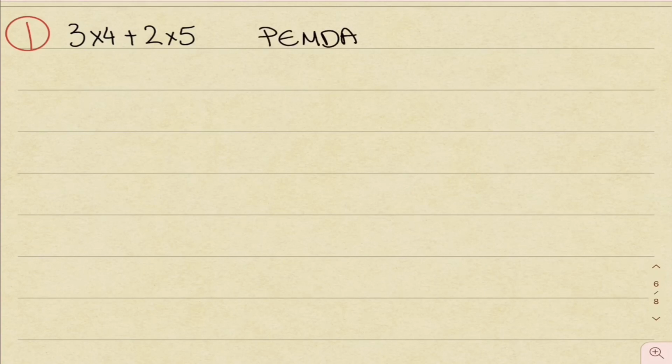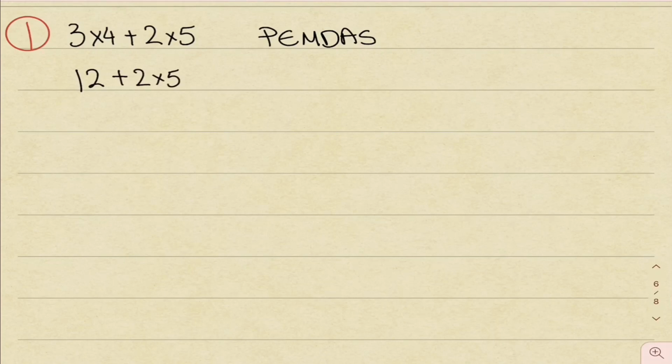Let's say I have 3 times 4 plus 2 times 5. Now in this expression, I see that I have multiplication and addition. I'm just going to write here PEMDAS on the side. And from here, I see that multiplication is before addition. So I'm going to go ahead and multiply first, and I'm going to start from left to right. So I have 3 times 4. 3 times 4 is 12. And then I'm just going to rewrite plus 2 times 5.